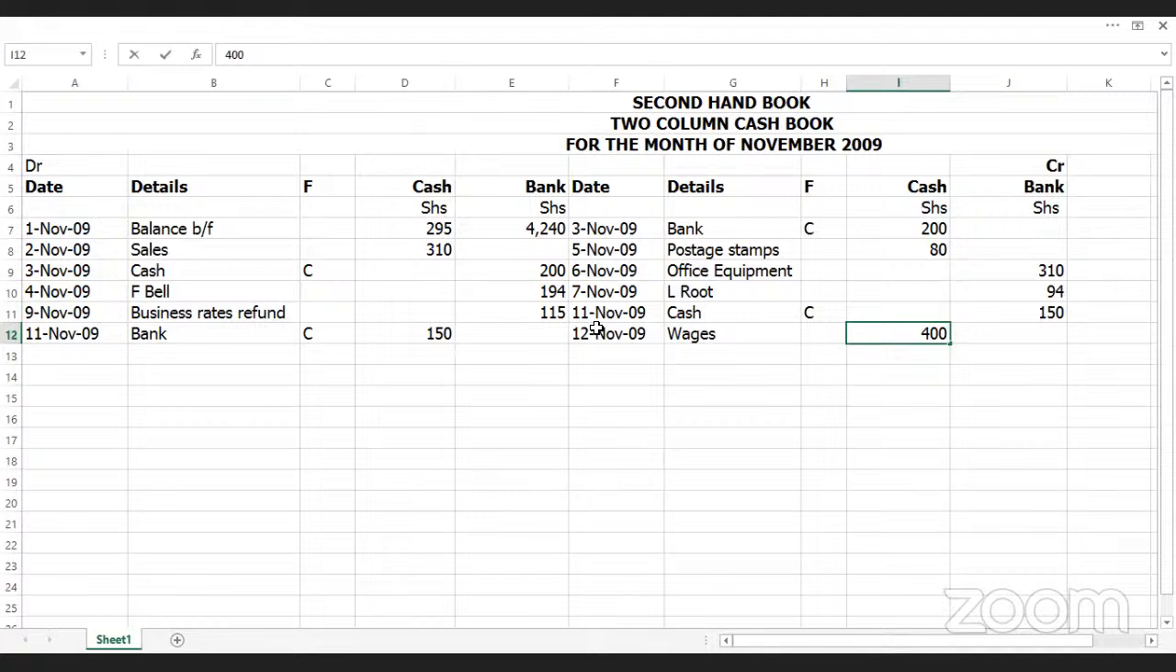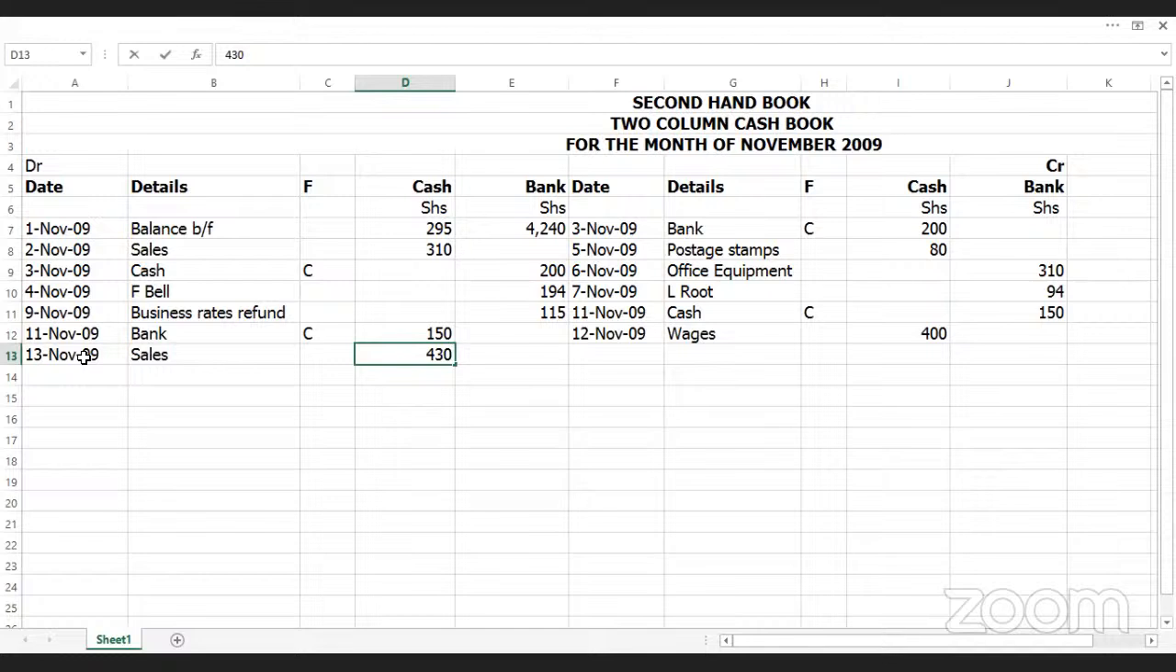Okay, let's do that. On which date? The 13th, 2009. You said it's a cash sale, right? Cash sales, yes. So we write sales. How much? 430. Next transaction.